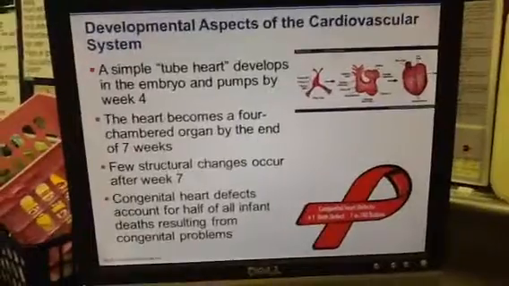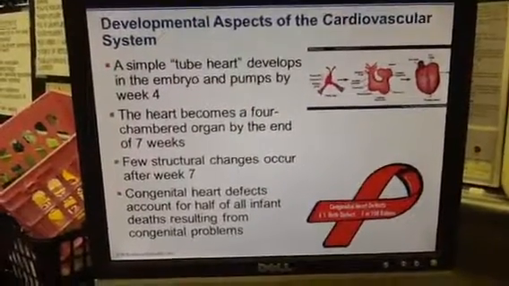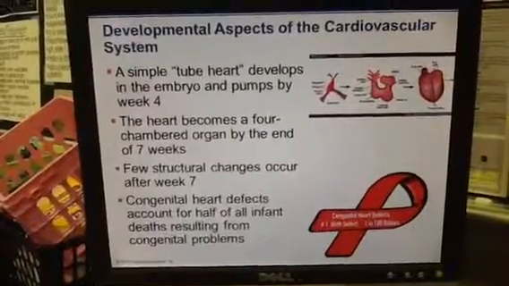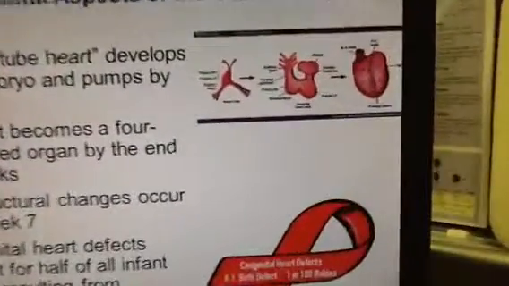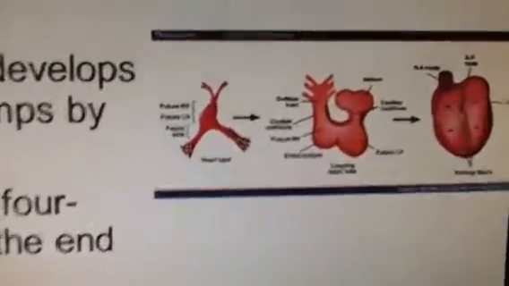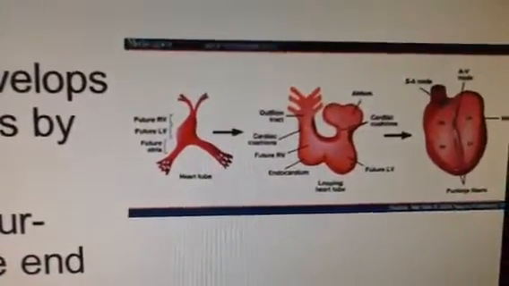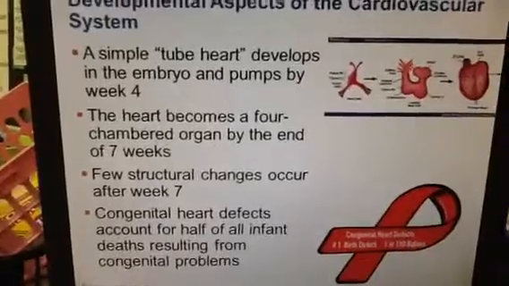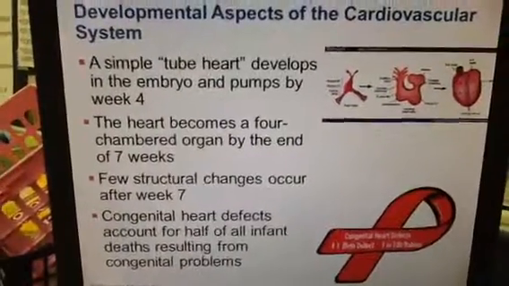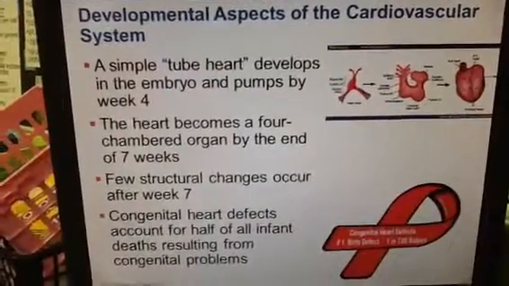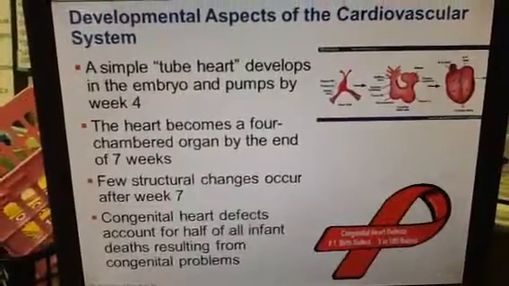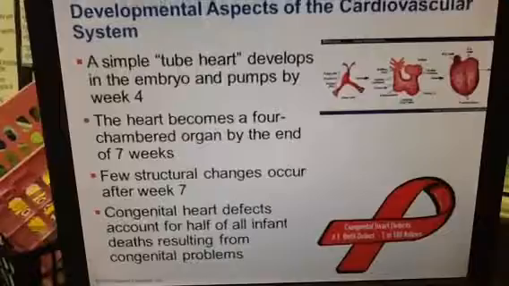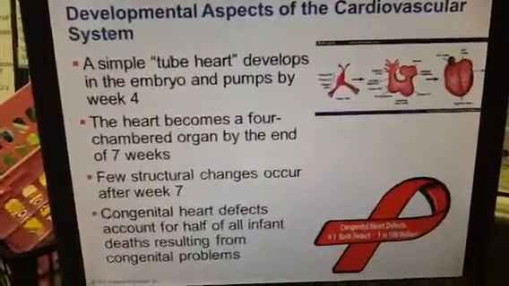So when you're a tiny little embryo, you started out with just a simple tube heart, and I tried to put some pictures on here. I don't know if we'll be able to see them very well. So there's that heart tube. And during week 4 that heart tube is developing. And by week 7 you're going to get that 4-chambered heart that we've come to know and love. And that's at the end of week 7.